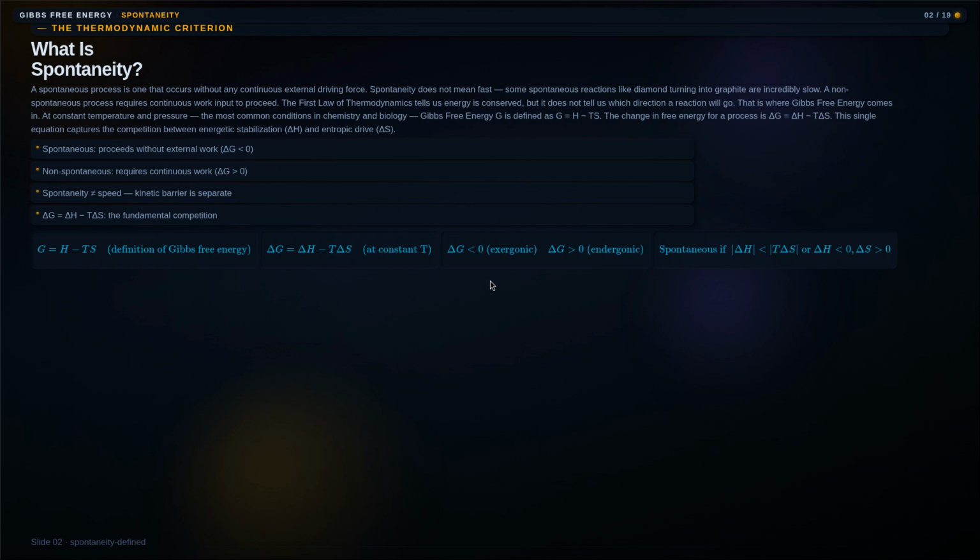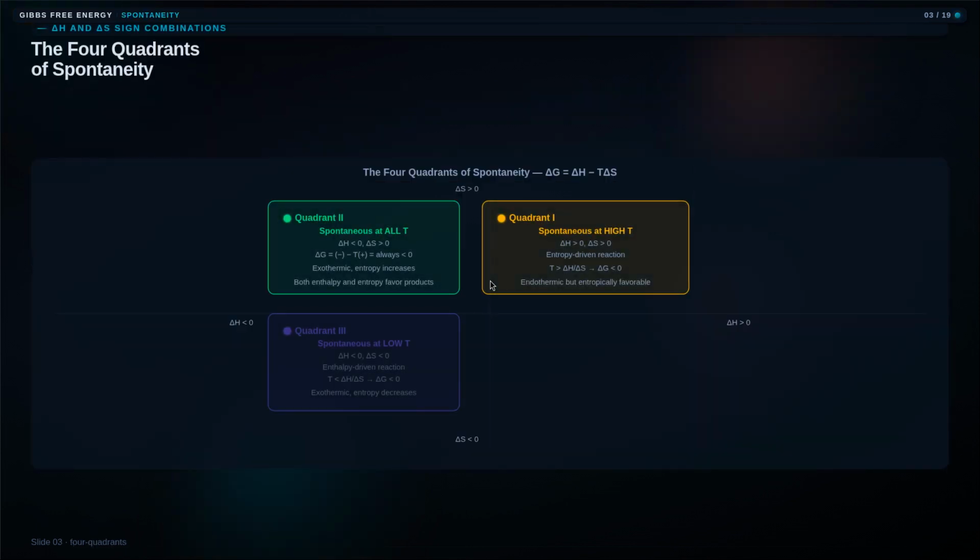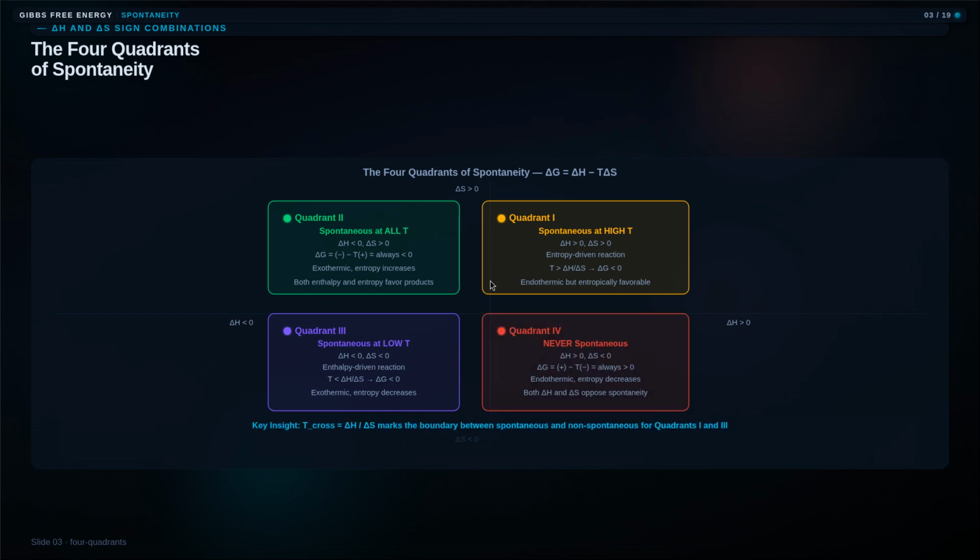At constant temperature and pressure, the most common conditions in chemistry and biology, Gibbs free energy G is defined as G equals H minus TS. The change in free energy for a process is delta G equals delta H minus T delta S. This single equation captures the competition between energetic stabilization and entropic drive. The sign of delta G depends on the signs and magnitudes of delta H and T delta S, creating four distinct regimes.